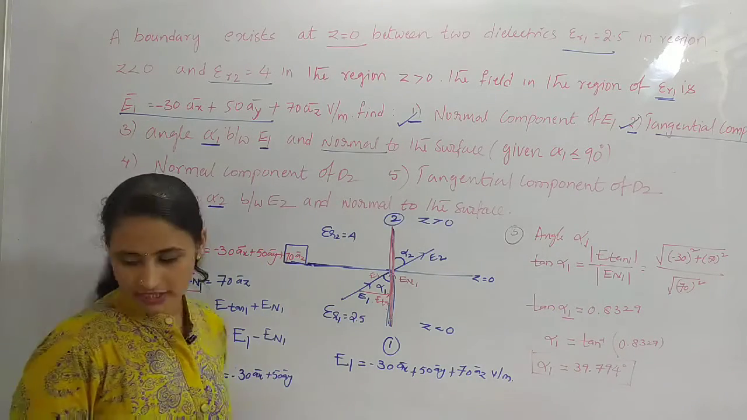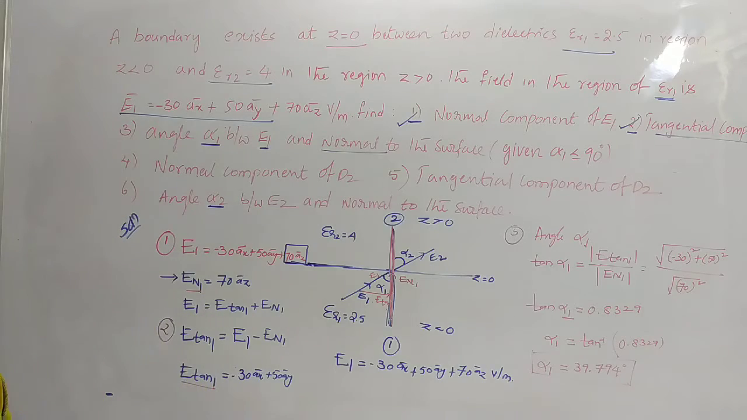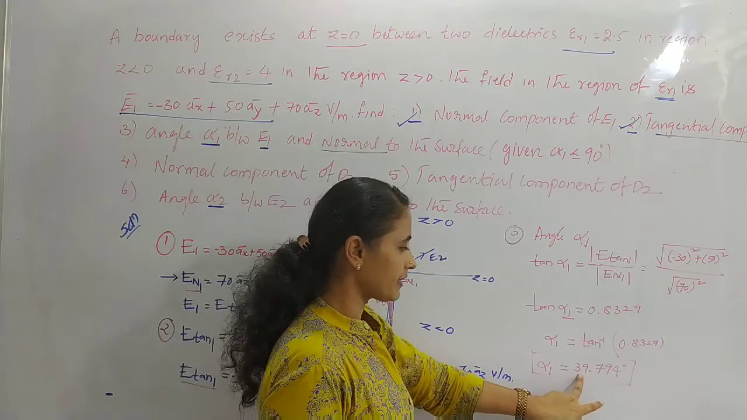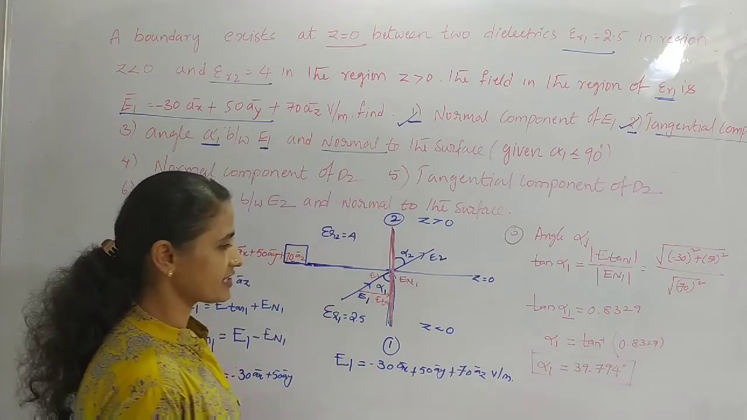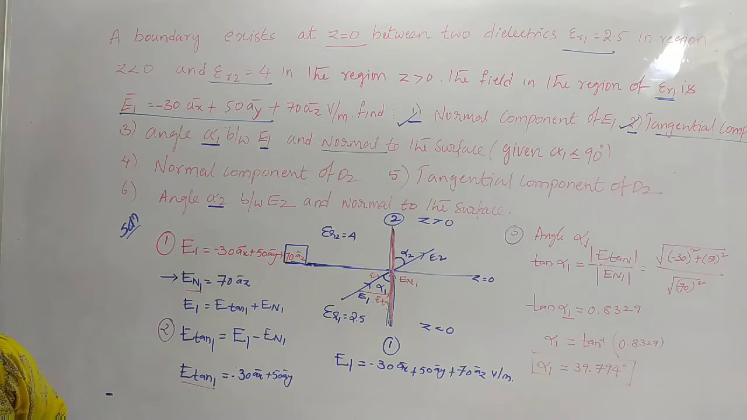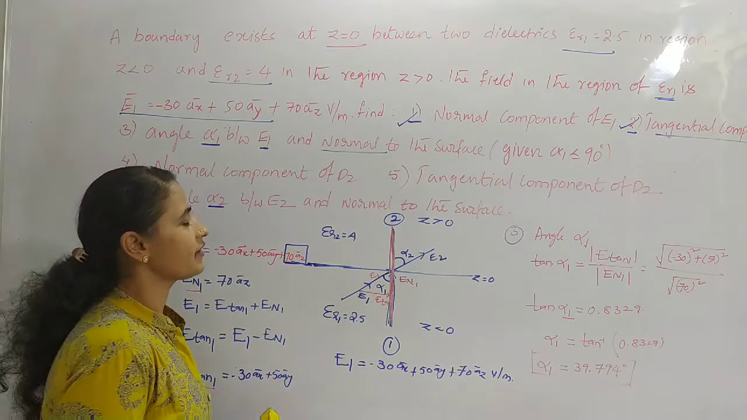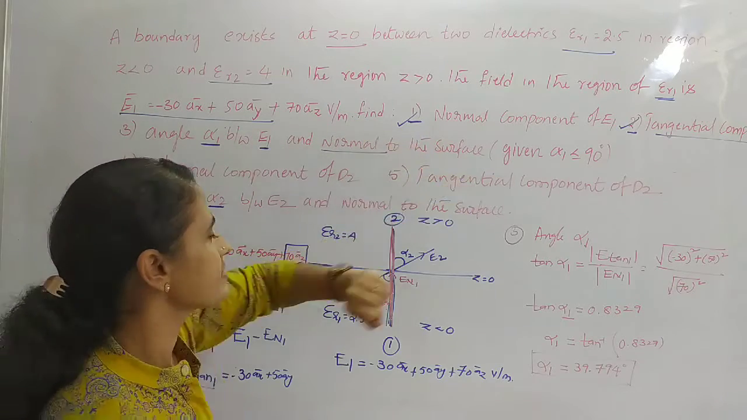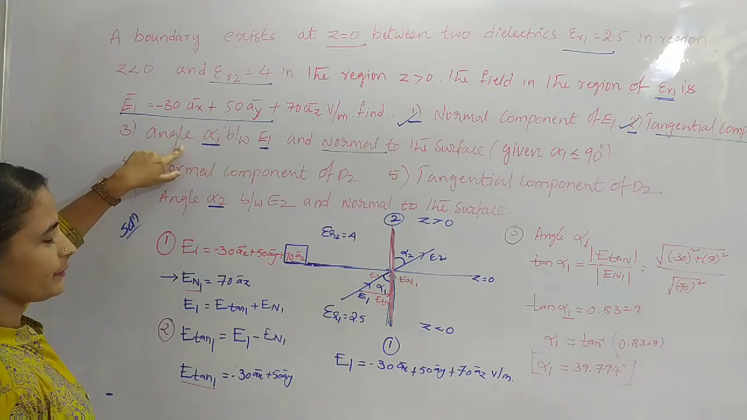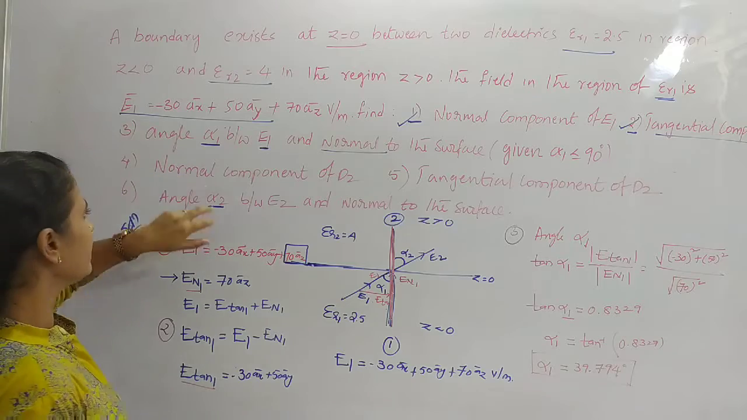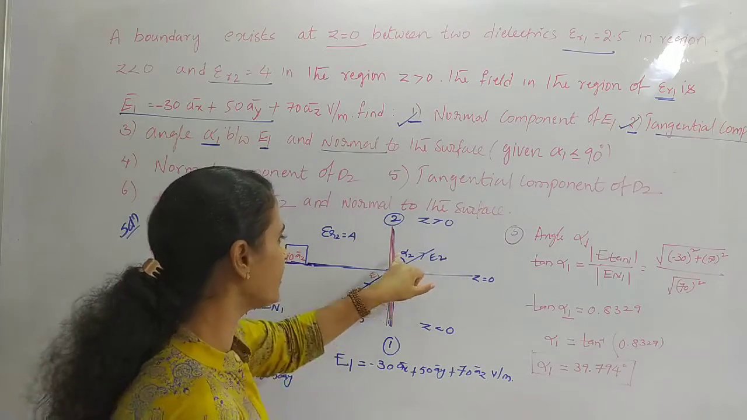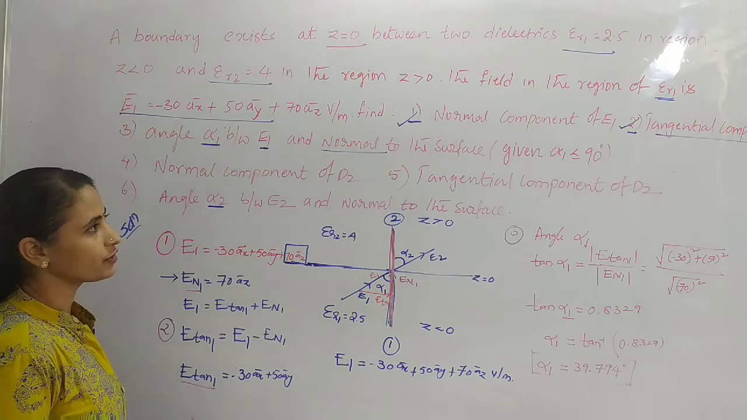This is the third part of the question. What is the third part? It is the angle between E1 and the normal to the surface, which is alpha 1, and it is given as 39.79 degrees. So the first 3 parts of the question are completed: the first one, second one and the third one. Let us solve the remaining 3: the normal component of D2, tangential component of D2 and angle alpha 2.